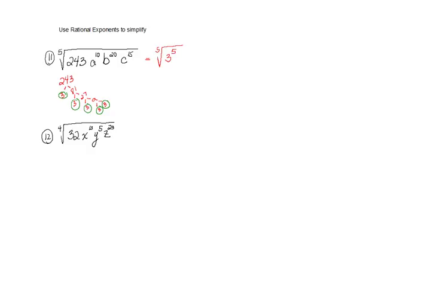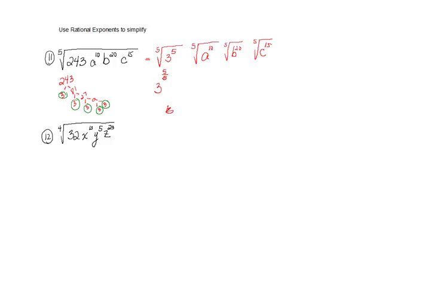So I know the 5th root of 3 to the 5th is the same as, my 3 doesn't look very good there, so we'll erase it and rewrite it. 3 to the 5 over 5 power, which is 3 to the 1st power, which is just 3. I know that the 5th root of a to the 10th is going to be a to the 10 over 5. Well, I know that 10 over 5 equals 2, so this is going to become a squared.